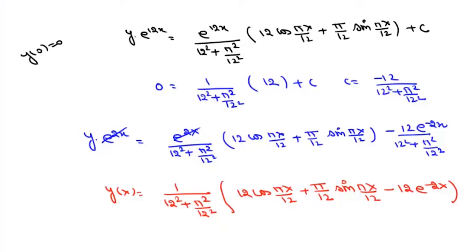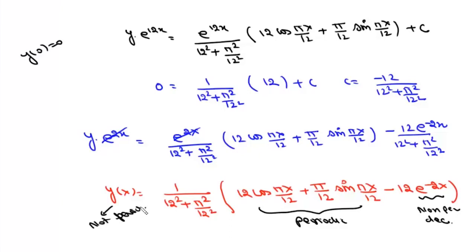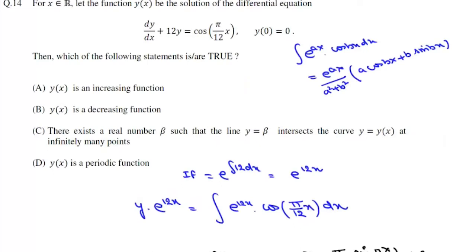Now option D says it is a periodic function. So this part is a periodic function, but e to the power minus 12x is non-periodic and it is a decreasing function. So this function y(x) is not a periodic function. That means this option D is incorrect.